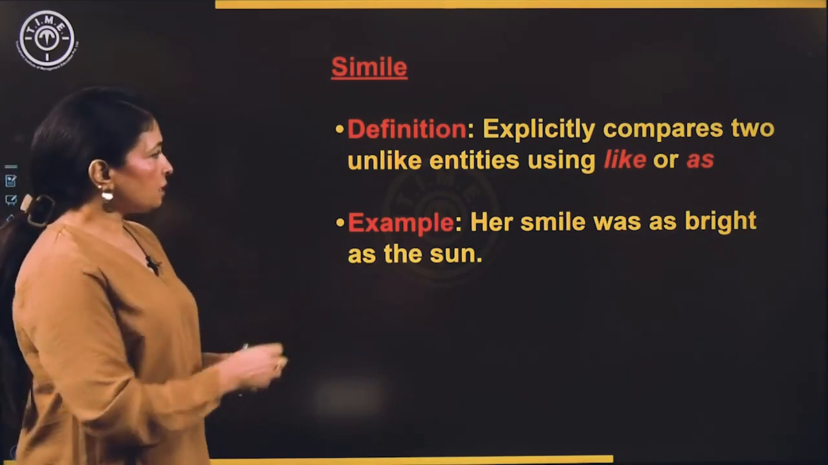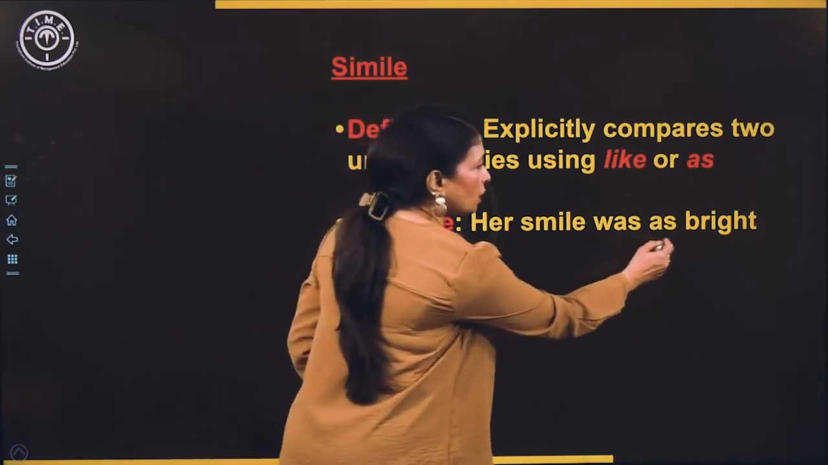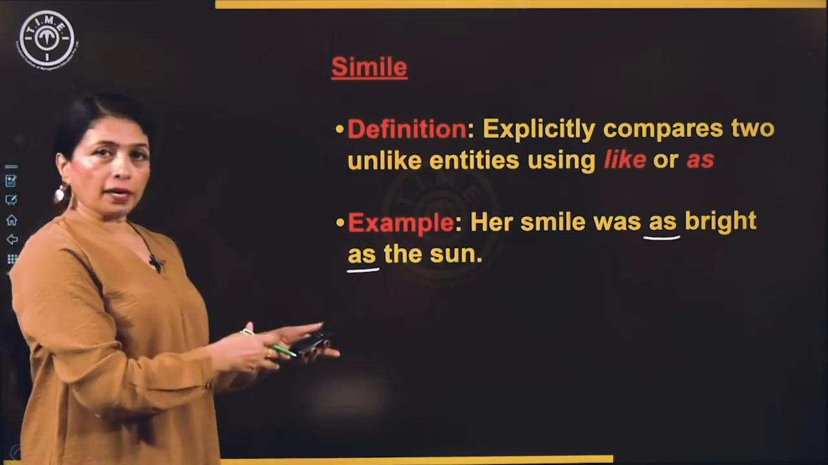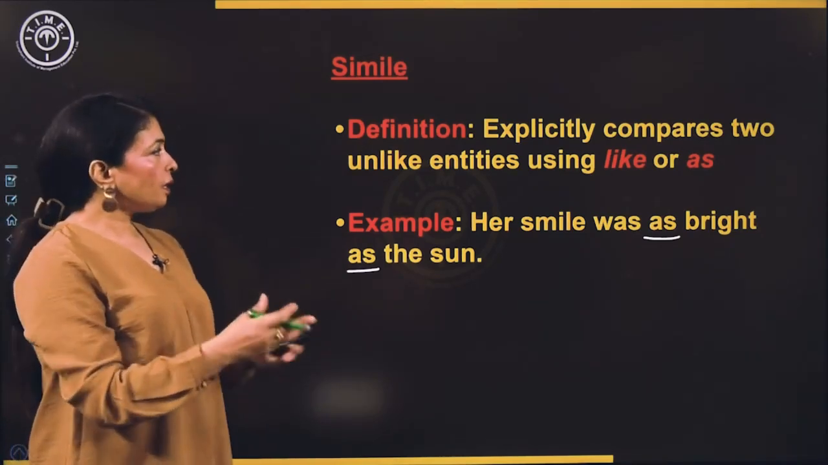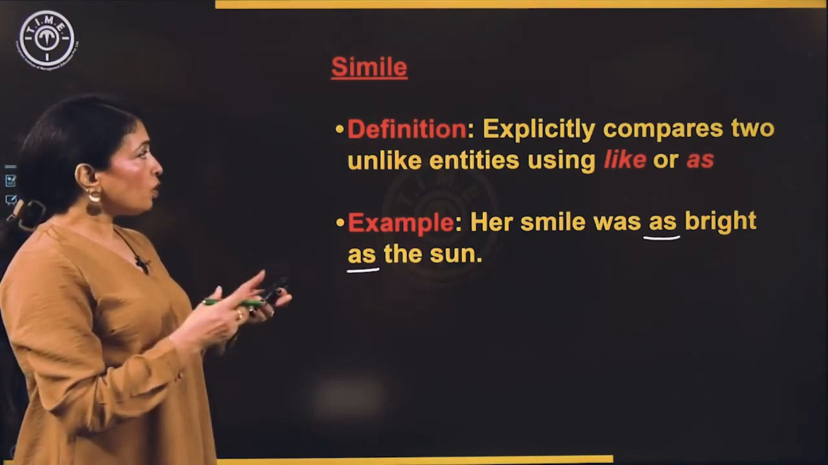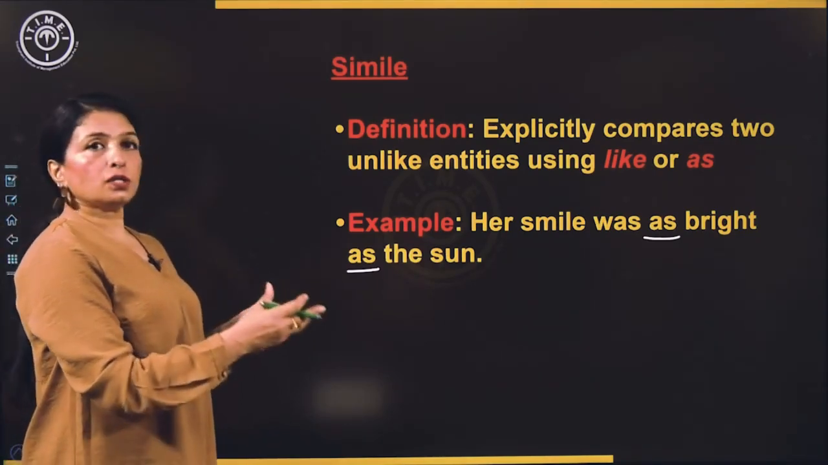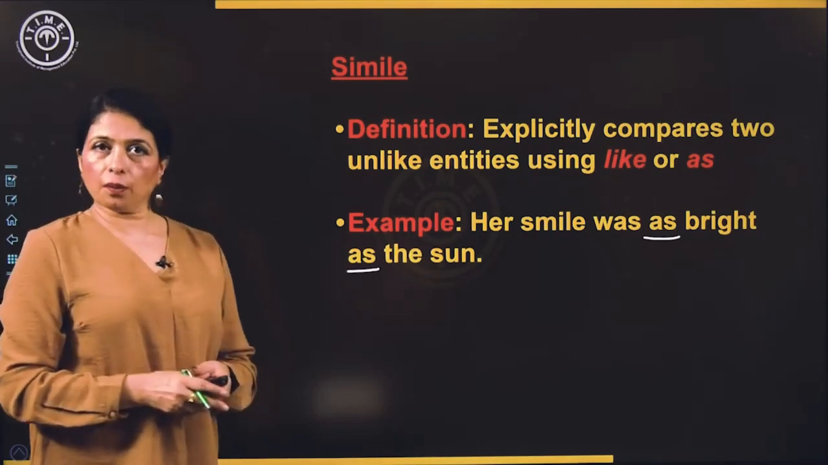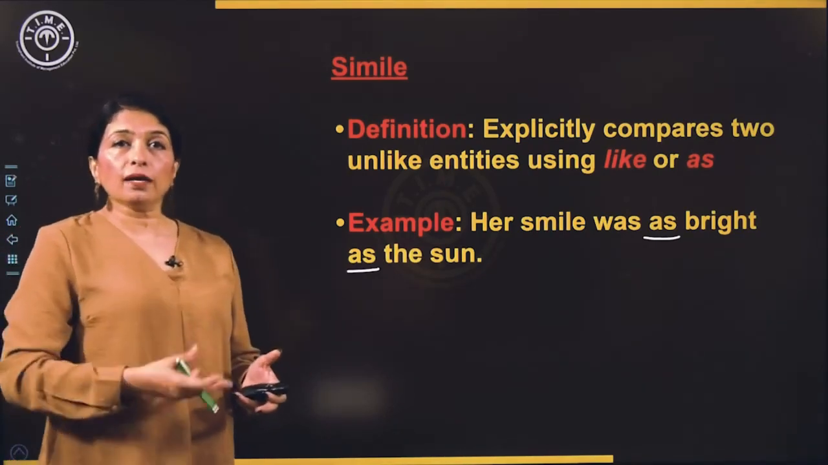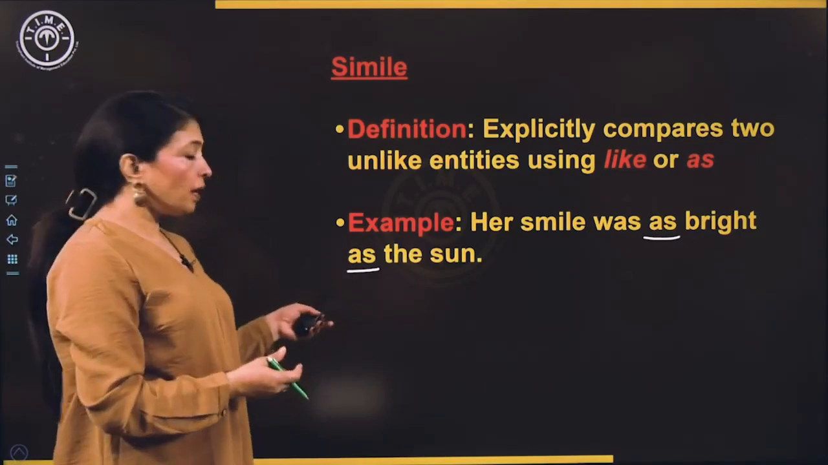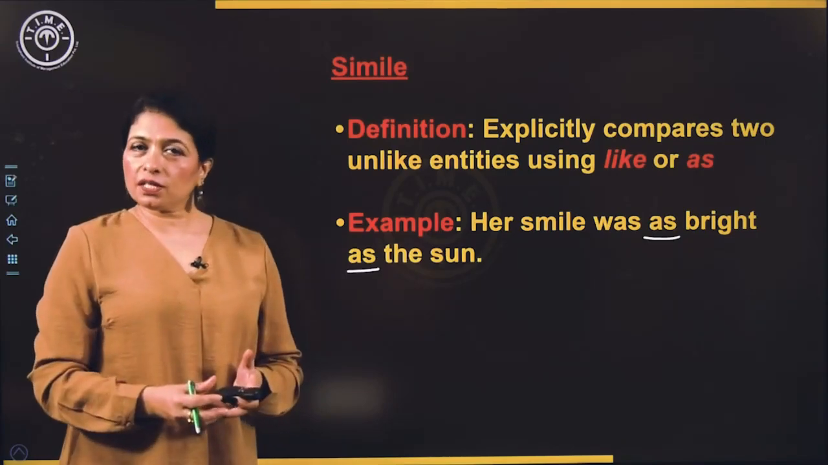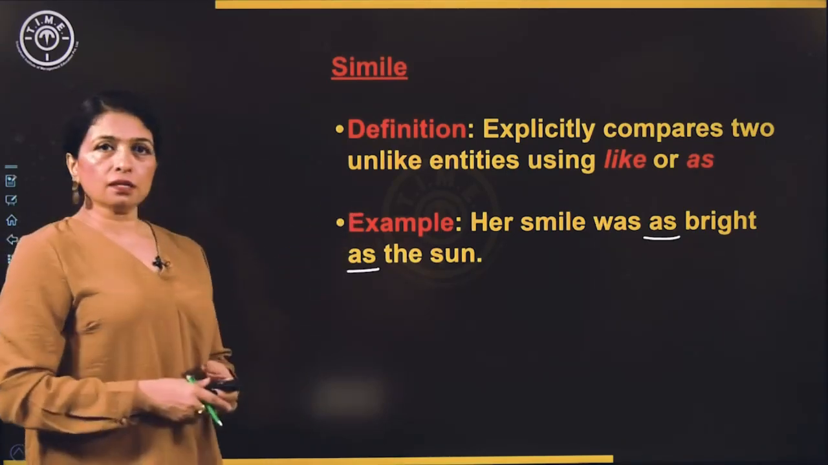Okay, so as you can see, as has been mentioned, and clearly this is used to compare the smile of this person to the sun, and while there is a direct comparison here, we also understand that there are two unlike entities being compared. Okay, so on one side we have a human being, and the smile of a human being is being compared to the brightness of the sun. What figure of speech has been employed here is a simile.